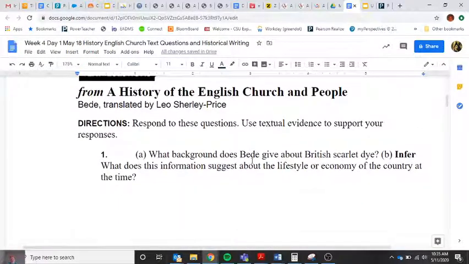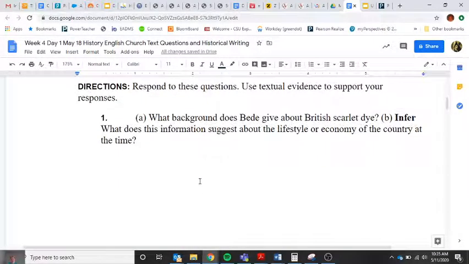Then we're going to look at some text questions. So respond to these questions. Use textual evidence to support your responses. This does mean that you're going to have to go back to the text and identify some pieces of evidence. So number 1, what background does Beatty give about British scarlet dye? You are going to infer, what does this information suggest about the lifestyle or economy of the country at that time? So what background does he give on the dye? And then what does that say about the lifestyle or economy of that time?